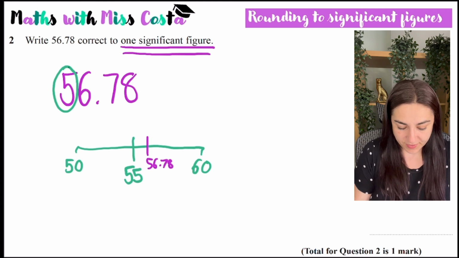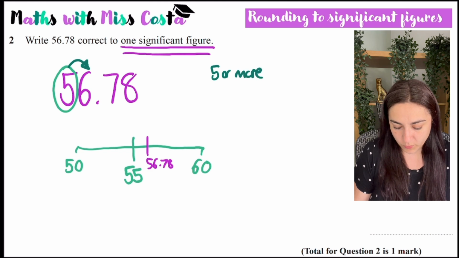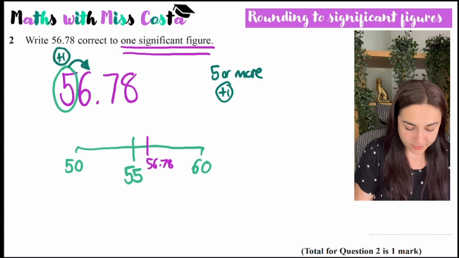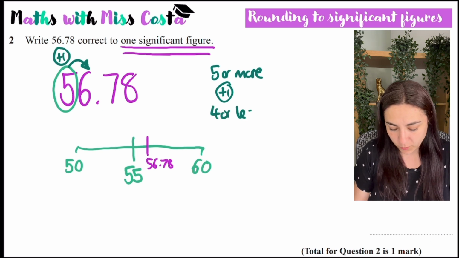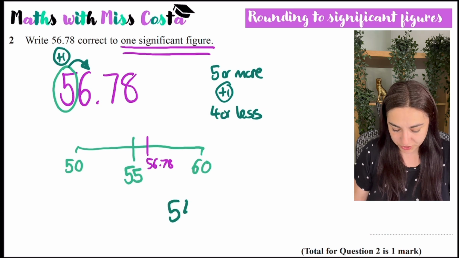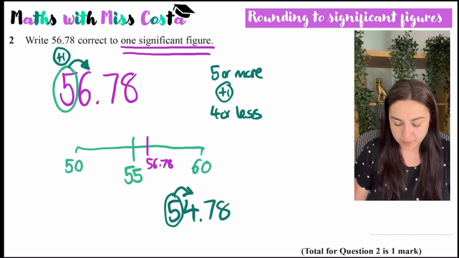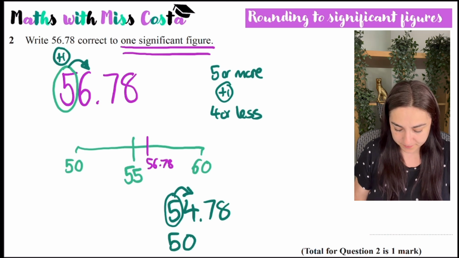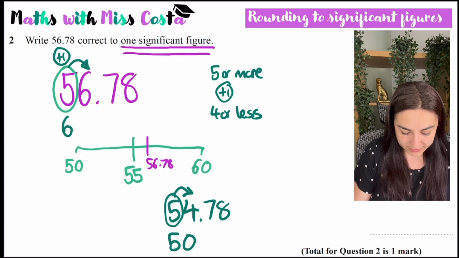But another way I can do that is I circle it, I look next door. If the next door neighbour is 5 or more, I add 1 more to the circled digit. If it's 4 or less, I just ignore it and leave everything as it is. So just to show you what it would be if it was 54.78, I circle this, look next door, it's 4, so I ignore it and I round it down. So I turn everything to 0. So that would have been 50. But I add 1 more, so that becomes 60.